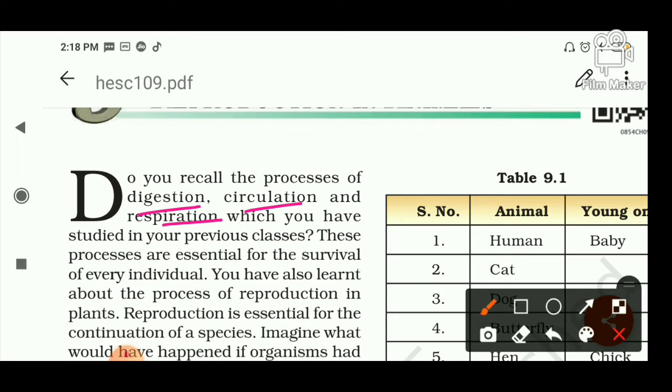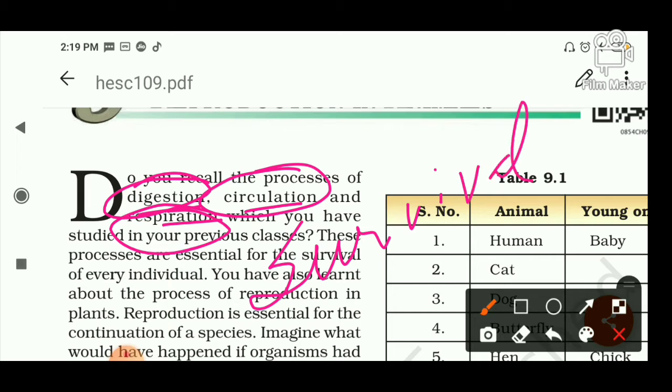While these processes, as I told you, digestion, circulation, respiration, excretion, are essential for the survival of the individual, reproduction is not essential for the survival. However, without this process, all life forms would cease to exist. It means the species will not survive without this process. It is not important for the individual, but it is important for the survival of the species. Otherwise, the species will become extinct, right?